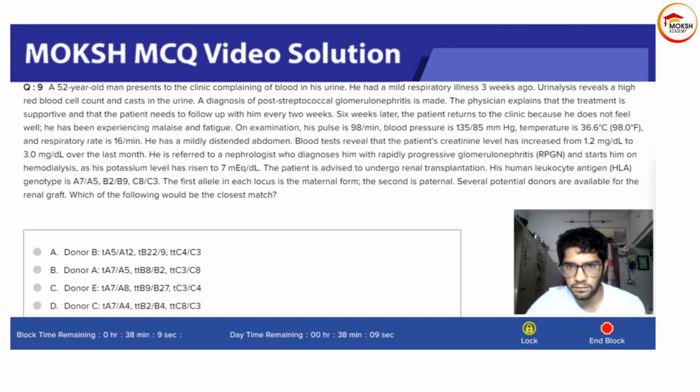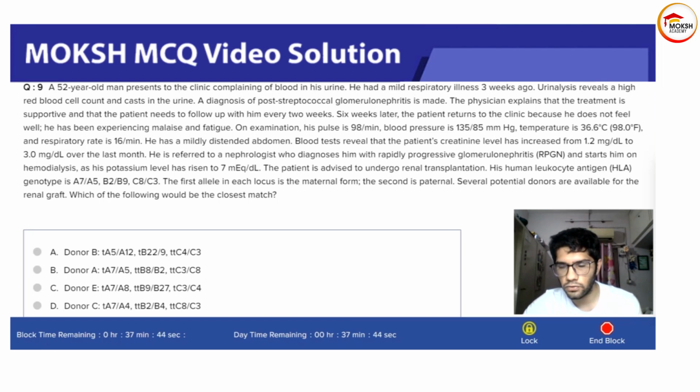Blood tests reveal that the patient's creatinine level has increased from 1.2 mg per deciliter to 3 over the last month. He is referred to a nephrologist who diagnoses him with rapidly progressive glomerulonephritis and starts him on hemodialysis, as his potassium level has risen to 7 milliequivalents per deciliter. The patient is advised to undergo renal transplantation.